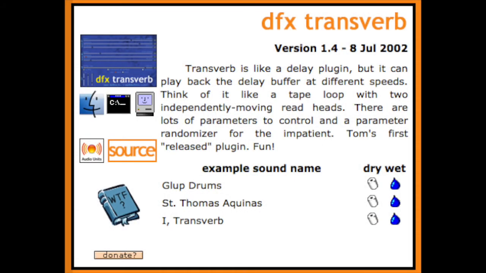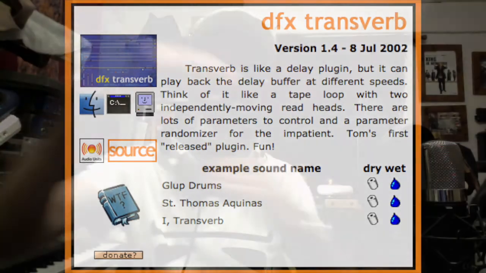I remember a great one was Transverb, where you could set up two delays but with different tempo delays. I think you could even reverse one or reverse both, that would be super interesting to play with. If you wanted to do this live as part of a live performance, that's quite interesting. You could probably do this in Ableton Live, right? Because I know you can mess with timings in Live pretty easily.